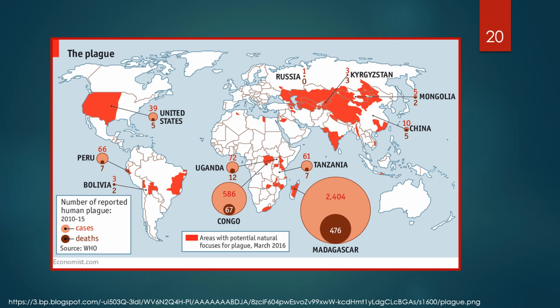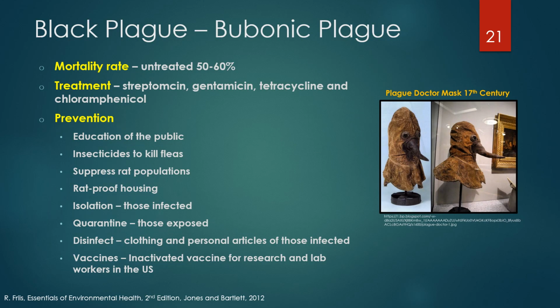This 2016 map shows areas of the world where Yersinia pestis is still endemic, including the western half of the United States. The mortality rate of plague, if untreated, is 50 to 60%.